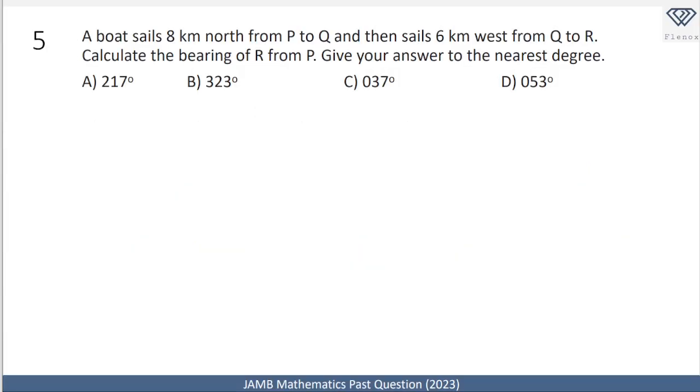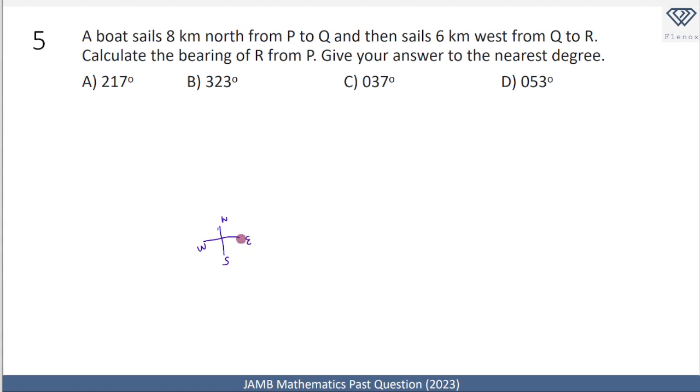So moving on, we're told that a boat sails 8 km north from P to Q, then sails 6 km west from Q to R. Calculate the bearing of R from P. So the first thing we need to do is try to draw this, or try to represent it with diagrams. So I'm going to draw my 4 cardinal points. You have your north, south, west, east.